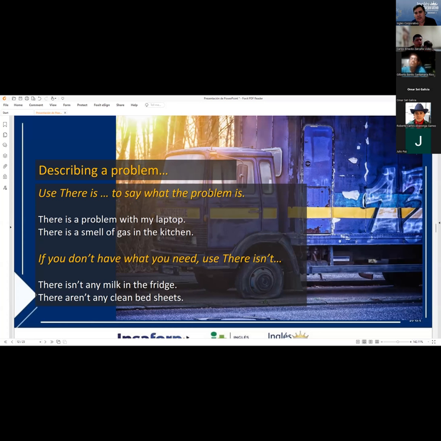There is a problem with my car. The engine isn't running evenly. Or there is a problem with my car. It is a little accelerated, right?